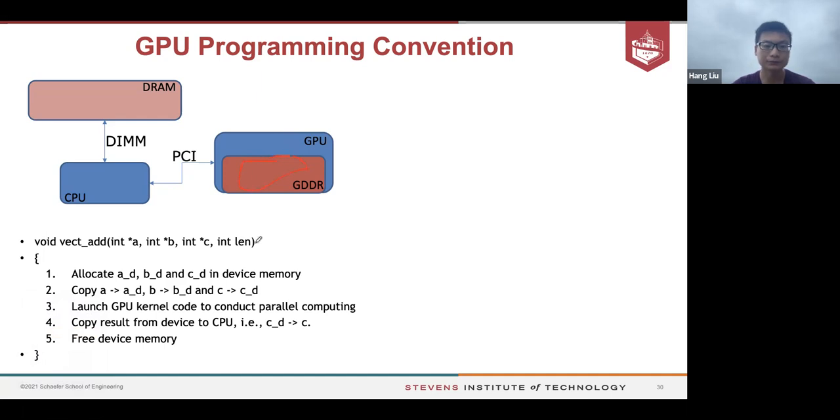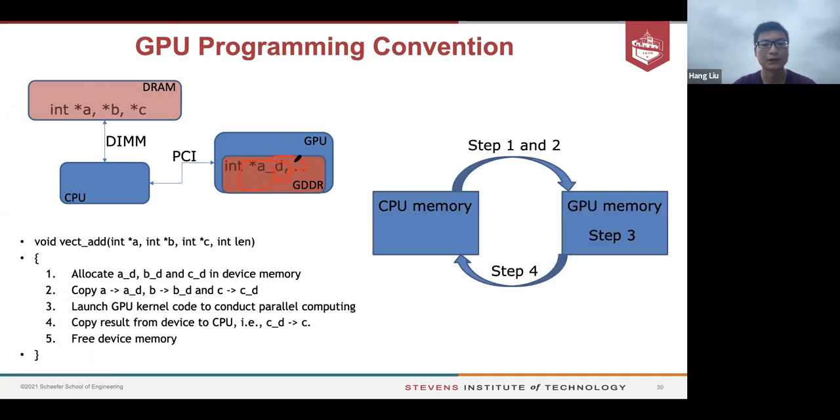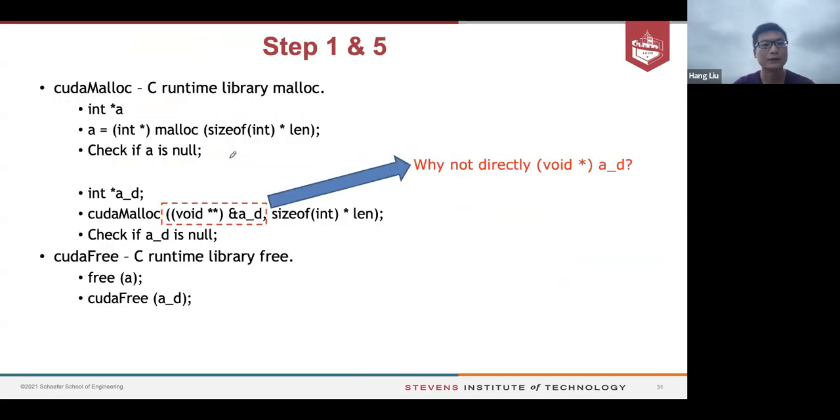Right here, step 1. And then you copy the data from the CPU DRAM to GPU, right? You copy them from CPU to GPU. And then you launch the kernel that works on GPU. That's a vector addition. After it's finished, you copy the result from GPU back to CPU. And then you free the device memory, right? That's how the 5 steps work, okay?